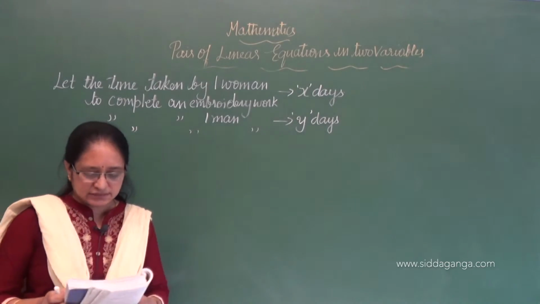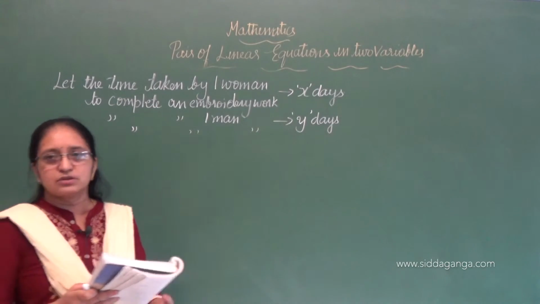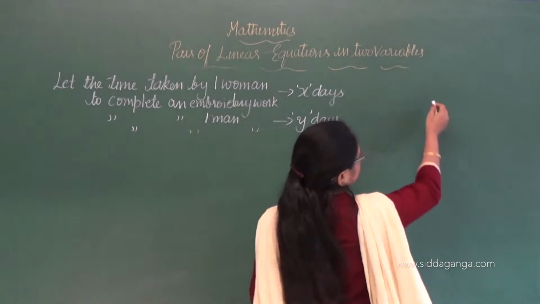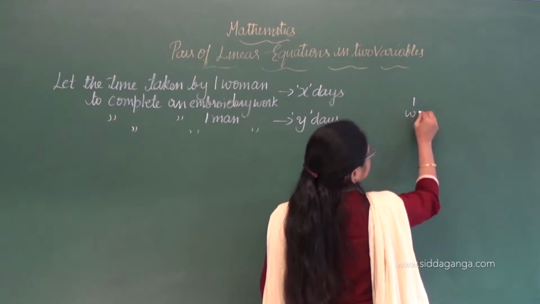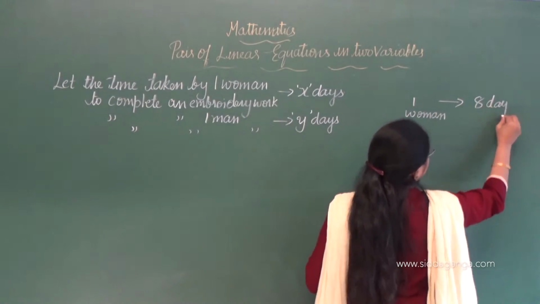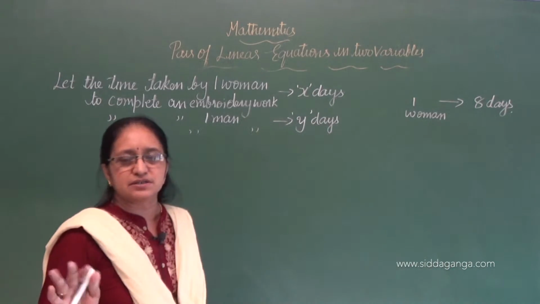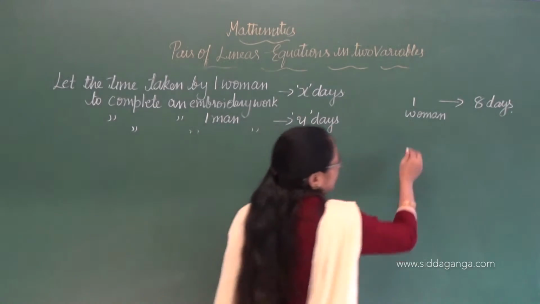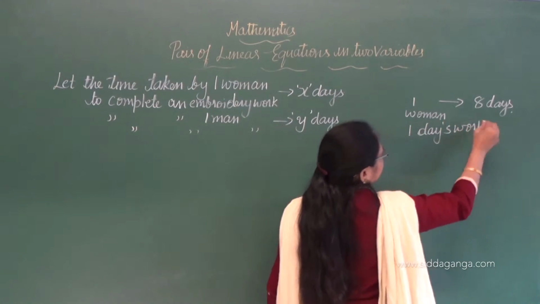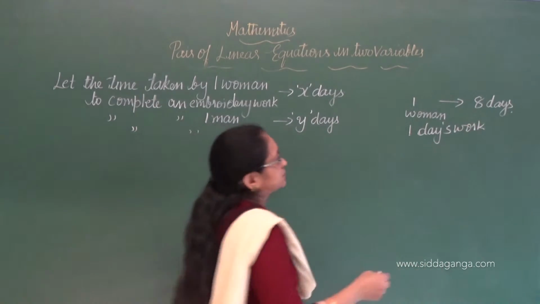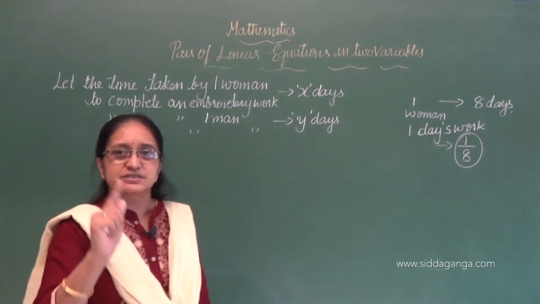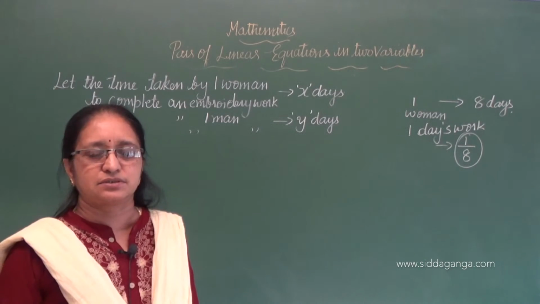Now, next, one woman's one day's work. See, I will give you one example here. One woman will take, say for example, 8 days to complete a certain work. So, 1 day's work, how much will it be? In 1 day, how much can she do? That is 1 by 8. Understood? 1 day's work will be 1 by 8. I hope it is clear.